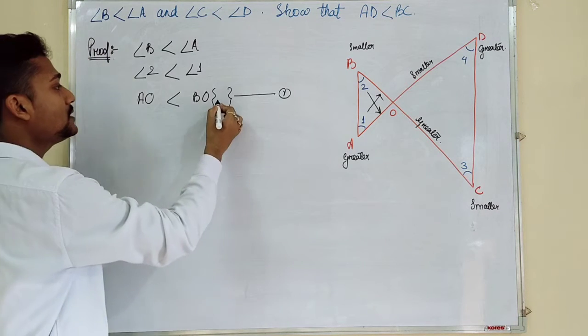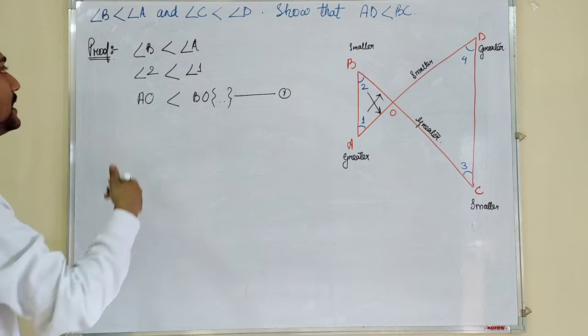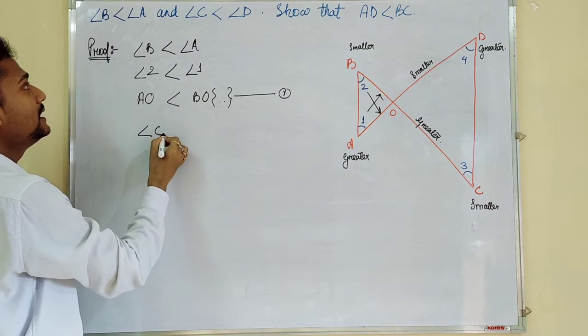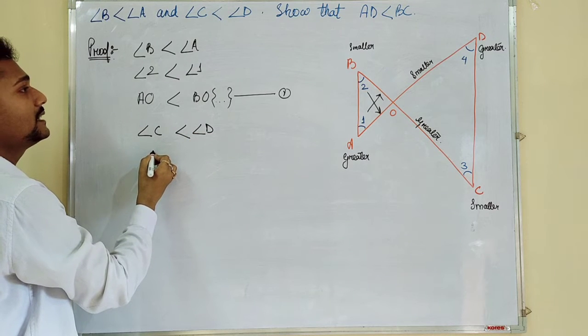So here, the reason you just put down by yourself. I am not putting it here. That much you will be able to do, I believe. Okay. So next is what? Angle C is smaller than angle D. What is angle C?